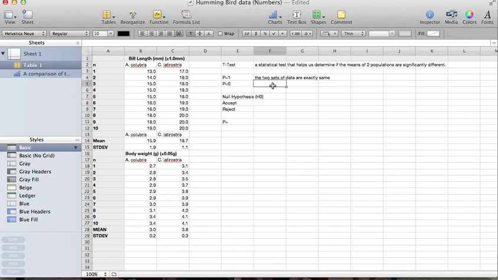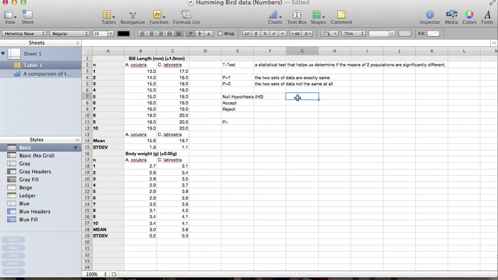If probability is equal to 0, the two sets of data are not the same. In other words, there's no overlap between the means or the standard deviation, usually totally and completely statistically different. In order to run a t-test, we always need to state our null hypothesis.